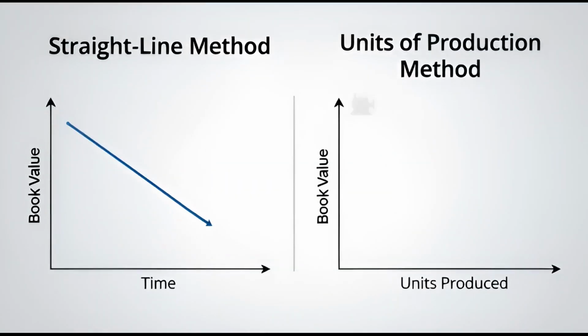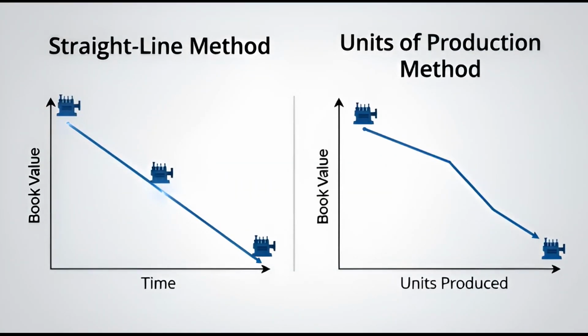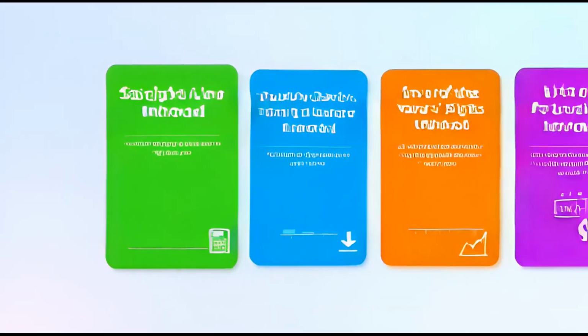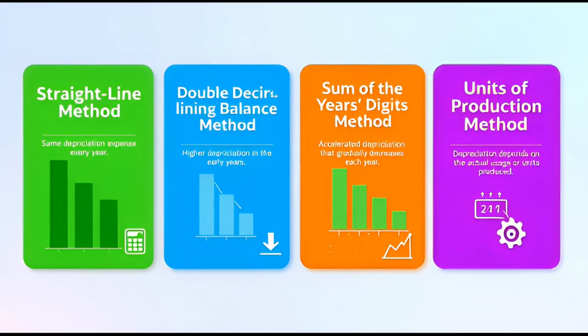Now here's a question for you. Between the straight line method and the units of production method, which one do you think gives a more realistic depreciation for factory machines? Different depreciation methods calculate asset value in different ways. Straight line spreads the expense evenly.